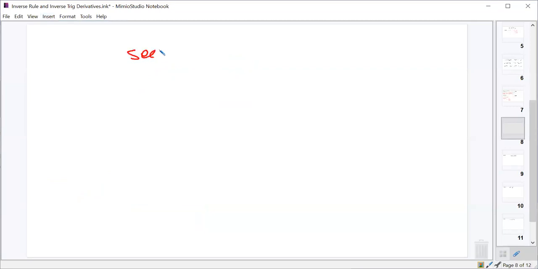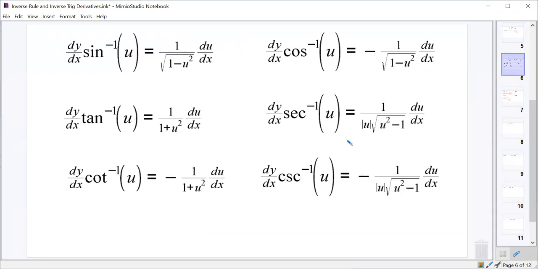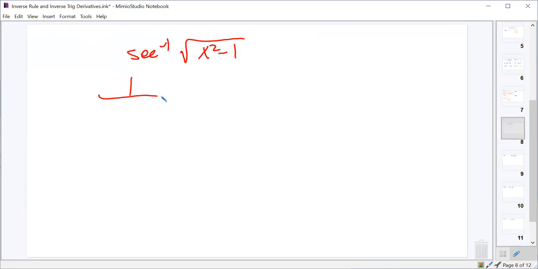So we got inverse secant of, what was it, root x squared minus 1. If we recall our derivative of inverse secant, it's 1 over absolute value u times root u squared minus 1. So we should have 1 over the absolute value of root x squared minus 1, times the square root of our x squared minus 1 squared minus 1. Everybody good with that?